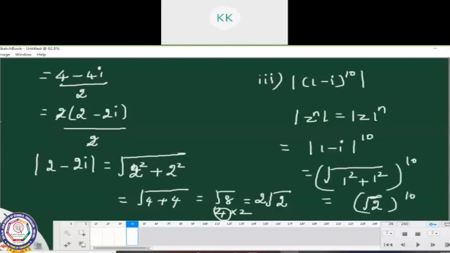So 2 power 1 by 2, whole power 10, because the value of root is power 1 by 2. It gets cancelled. So what is the answer? 2 power 5, so it gives 32. 2 power 5: 2 2s are 4, 4 2s are 8, 8 2s are 16, 16 2s are 32.